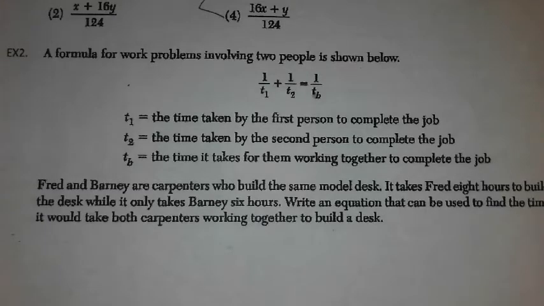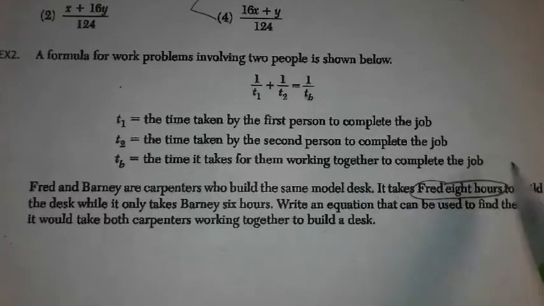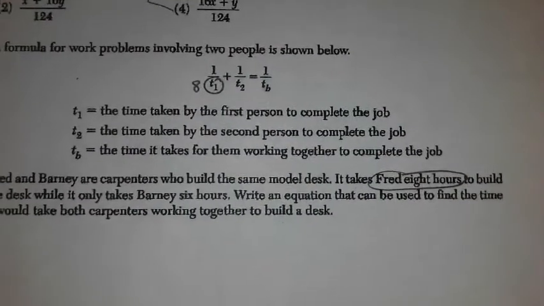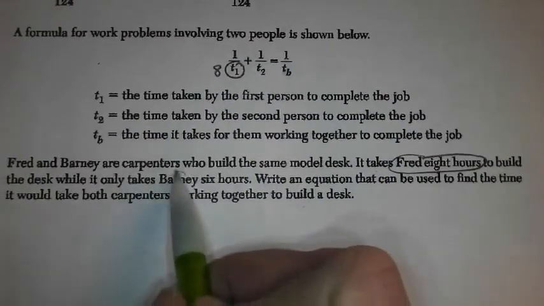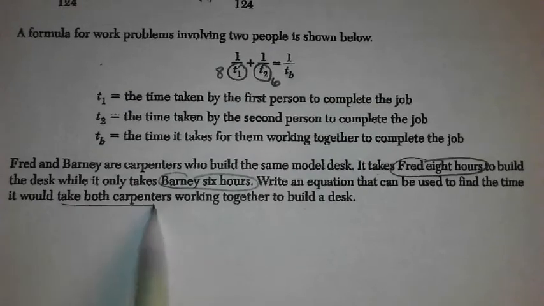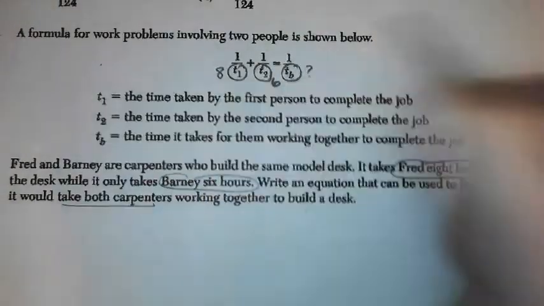So this one, they give you the structure. They tell you that time 1 is the time taken by the first person, time 2 is the time taken by the second person, and time with the B is the time it takes for both of them. So Fred and Barney are carpenters. It takes Fred 8 hours. Just let him be person 1. So this is going to be 8. Barney only takes 6 hours, so that will be the time taken by the second person, so that'll be 6. And they're looking for the time it would take both, so they're looking for T of B.